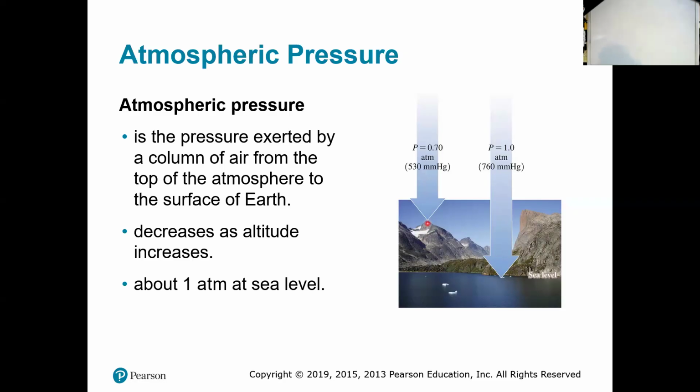So the pressure that the air is going to be exerting at that elevation is going to be less. So our atmospheric pressures are going to decrease as our altitude increases for that reason. And if you're at sea level, then your atmospheric pressure is usually right around 1 atmosphere.